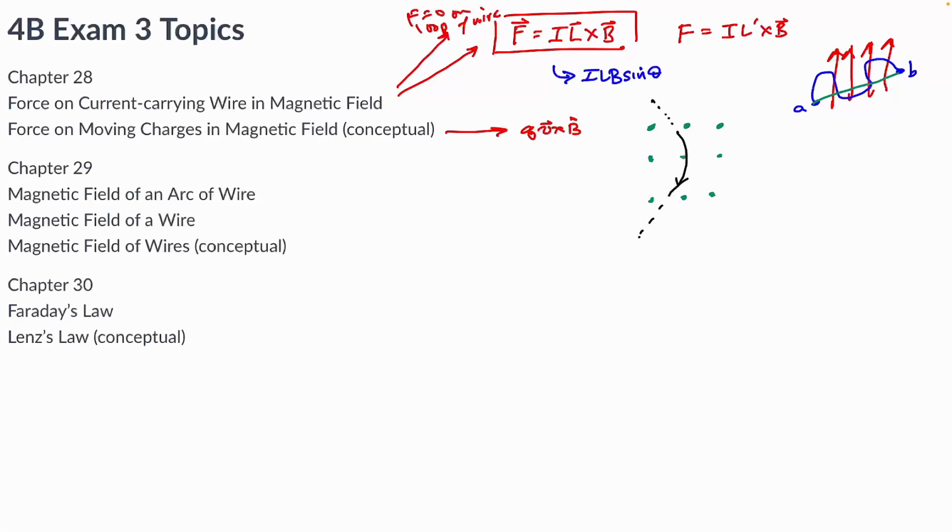Okay, so this is a right-hand rule problem, right? QV cross B. What do we do? This one or this one? It's a handshake. It's a force. We're talking about forces, right? Does this particle experience a force? Yes. How do you know? It deflected. Okay. Which way was the force?